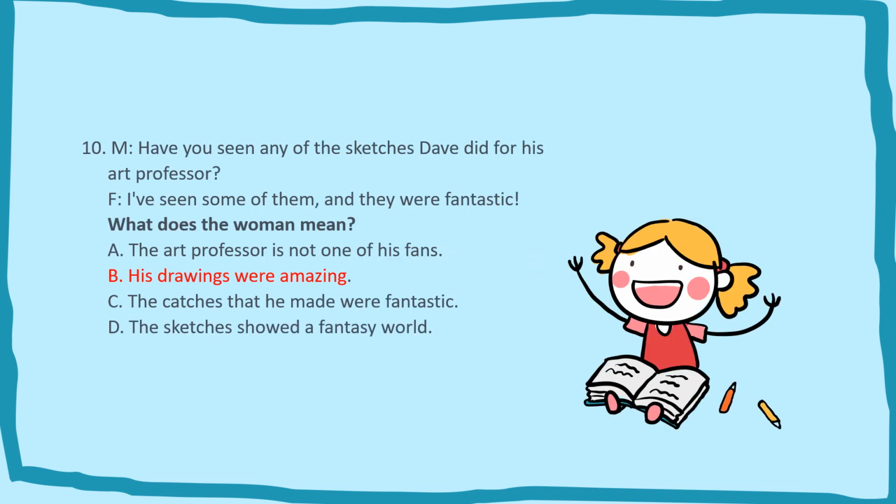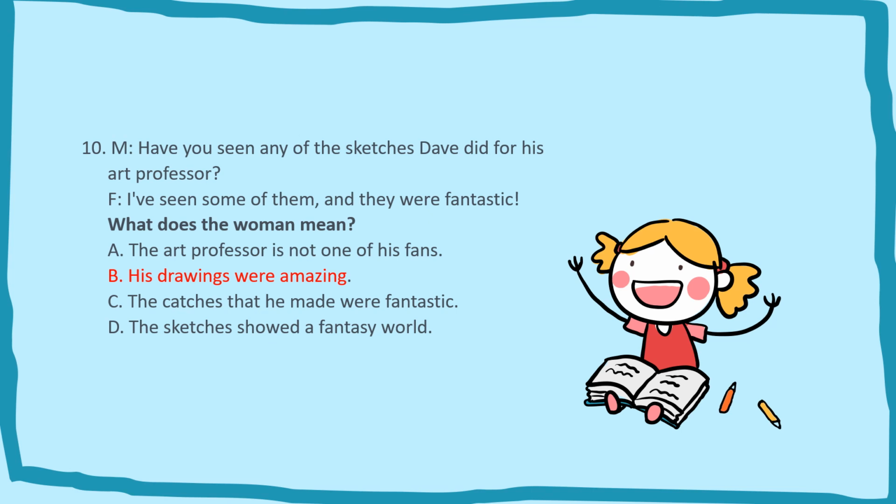Number 10. Have you seen any of the sketches Dev did for his art professor? I've seen some of them and they were fantastic. What does the woman mean? A. The art professor is not one of his fans. B. His drawings were amazing. C. The cadets that he made were fantastic. D. The sketches showed a fantastic world.